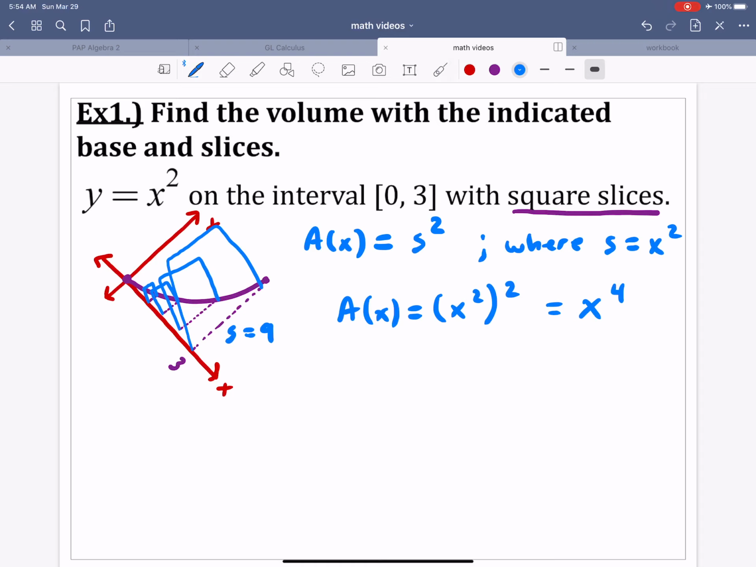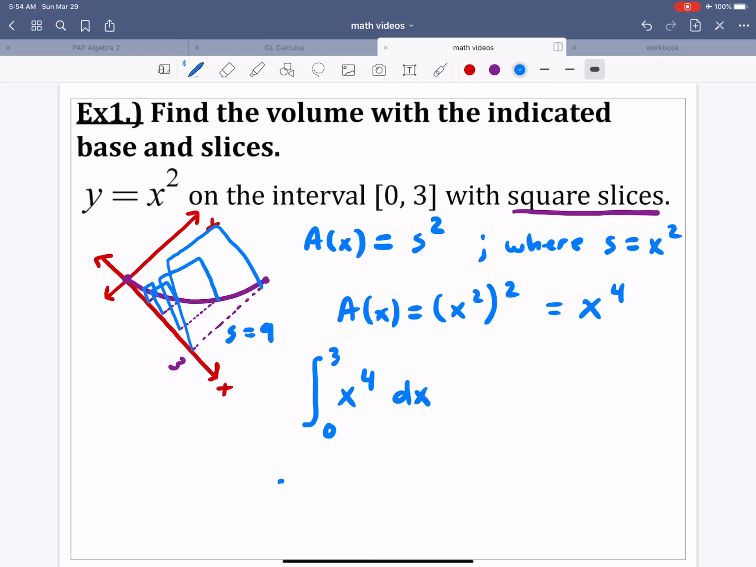Okay, now here's what we're going to do next. One of the 3 things I had you write down earlier was that the integral of area is going to equal the volume. So we're going to take the integral of the area, and our area function is x to the 4th, and we're going to integrate that on the interval that they give us, from 0 to 3, with respect to x.